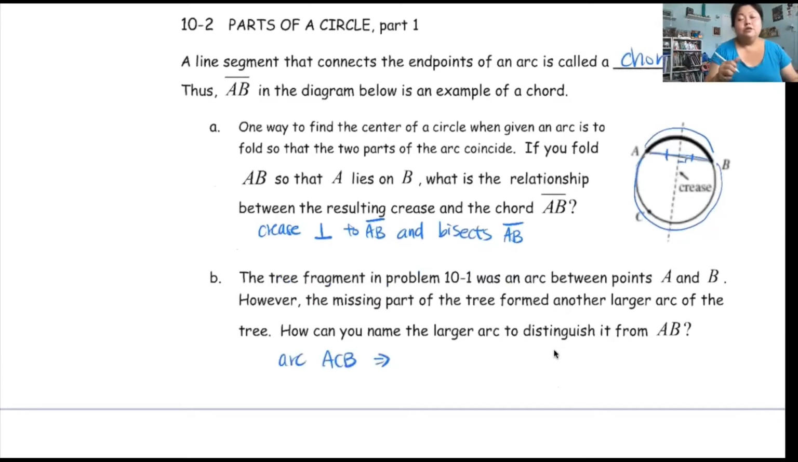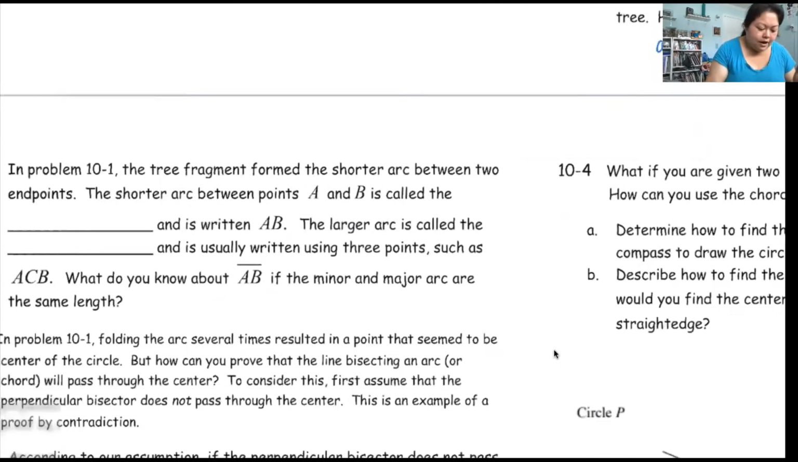Or another way to make it easier for us, it's ACB with an arc on top. That's how you name the larger arc. So there's a minor arc and a major arc. Minor arc is small, major arc is big. Okay? All right, moving on.